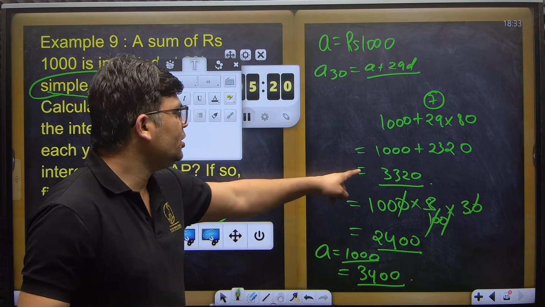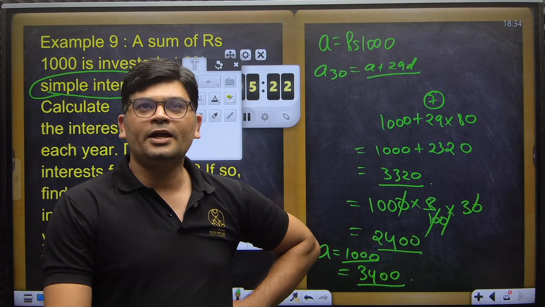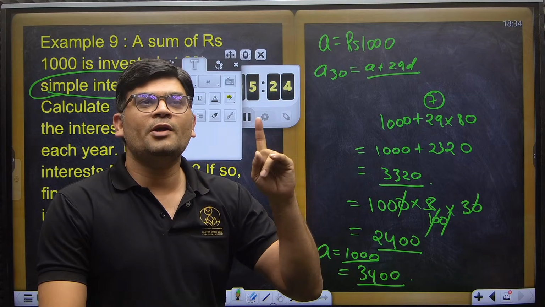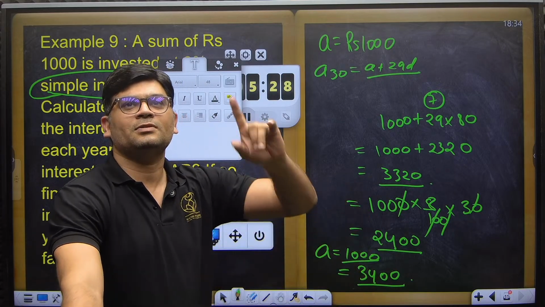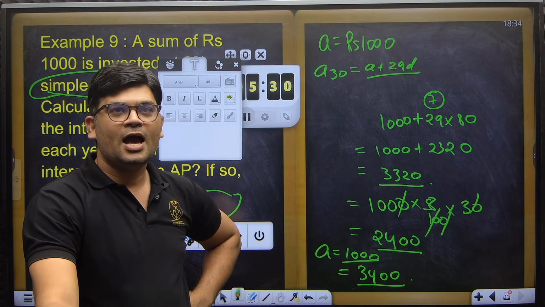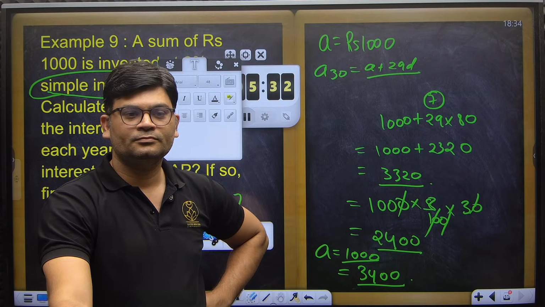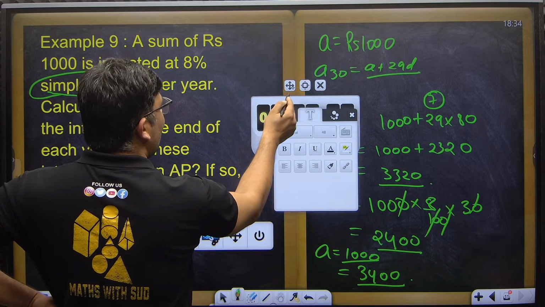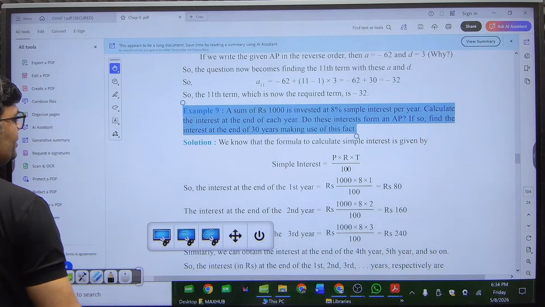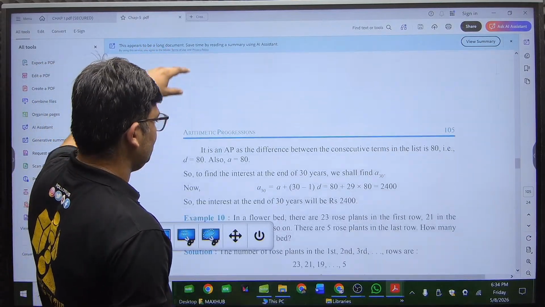It should not be 3320. Are you getting it? It should not be 2400. It should be 3400, at least the way that you are doing it. Are you getting it? Now, have we done any mistake? Let us check the answer in both the cases.